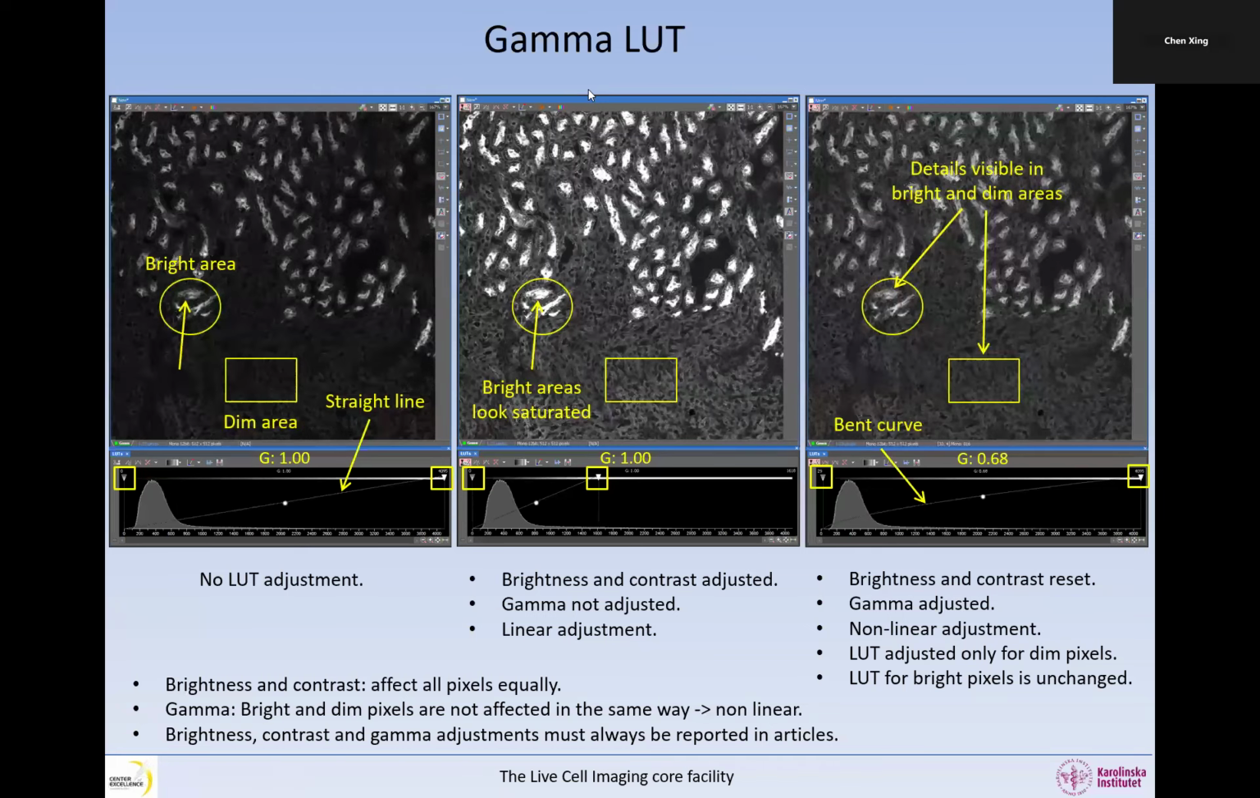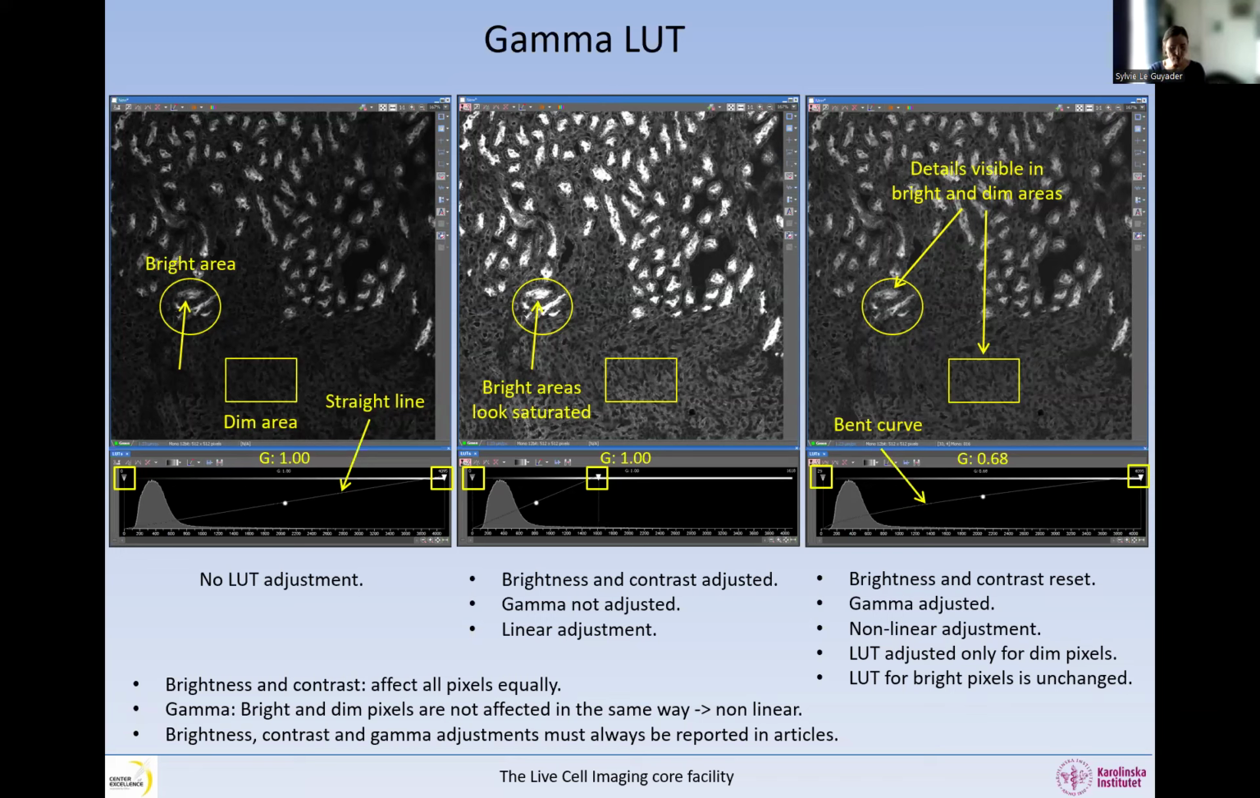Chen? Thank you. Yes, I have a question about, for example, in this case, some areas of the images are quite bright, but some other areas are quite dim. So in this case, if we want to adjust the exposure time or laser intensity to avoid saturation, we might lose some details of the dim area. So in this case, how can we deal with the situation?